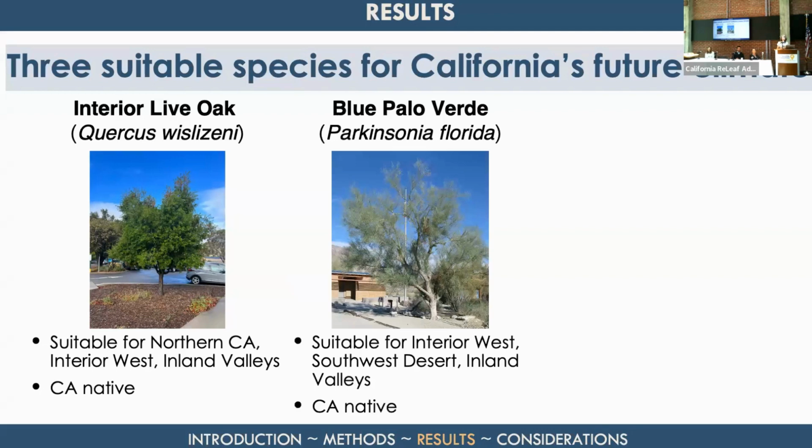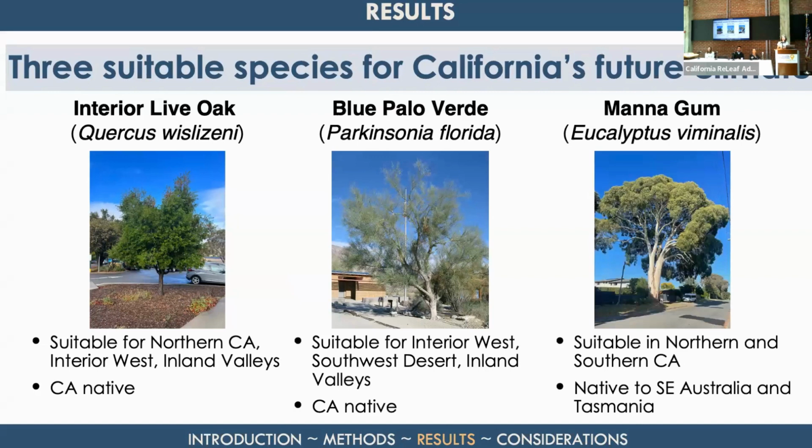Also, the blue palo verde, which is native to the deserts in California, is potentially well suited for the drier portions of our state. And then for coastal regions, what came out as relatively well suited was the manna gum, Eucalyptus viminalis, which is native to Australia and to Tasmania.